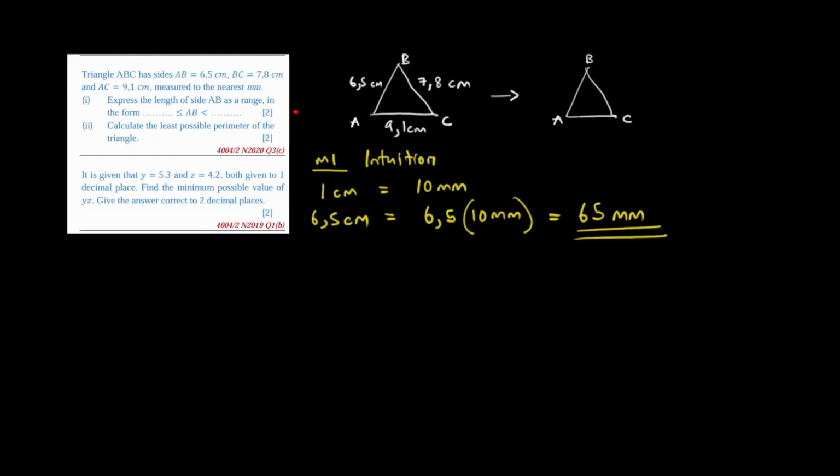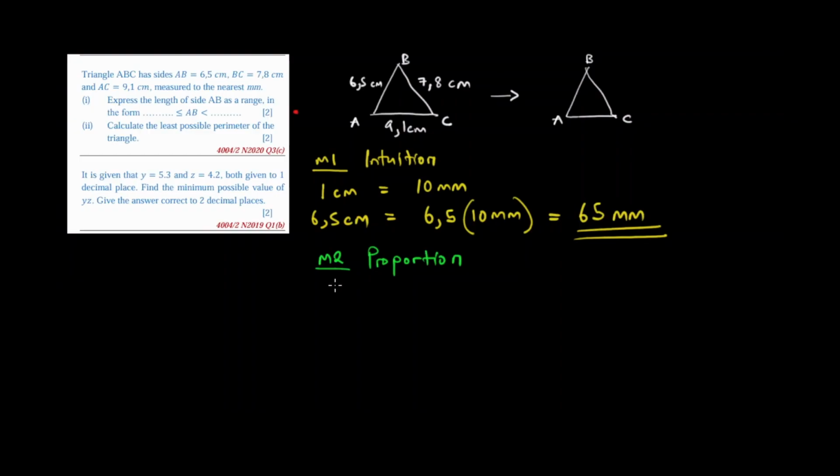The second method is proportion. So proportionally, how can we work this? I want to use 7.8 centimeters. Then for the third method, I will use 9.1 centimeters, so that we see how we convert from centimeters to millimeters.